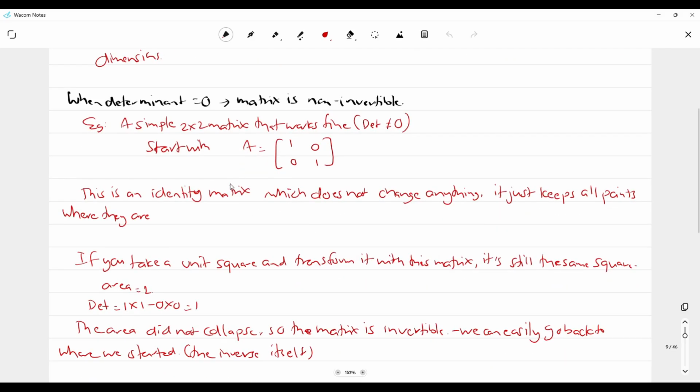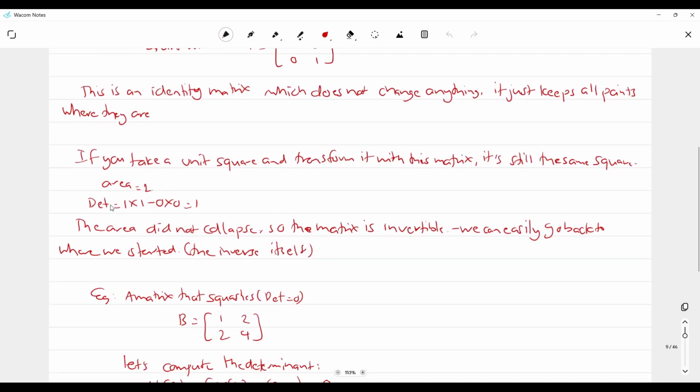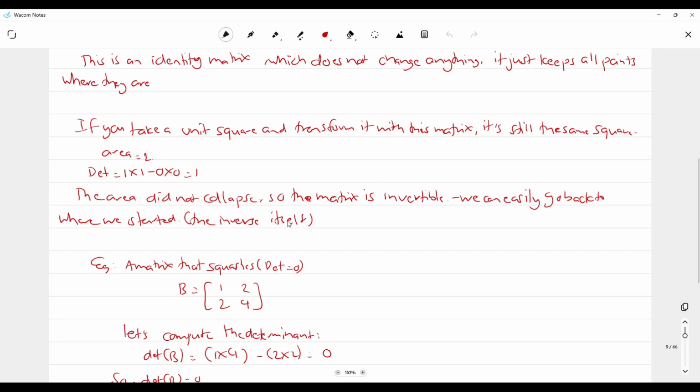We'll take a simple 2 by 2 matrix that works fine here. So you can see that we have matrix A here, and this particular matrix A is just an identity matrix. It keeps every point exactly where it is. If you take the unit square and transform it with this matrix, you get the same area, which means area equals 1. If you compute its determinant value, then you also get 1, which means the area actually did not collapse and we can easily go back, which means the inverse is itself here.